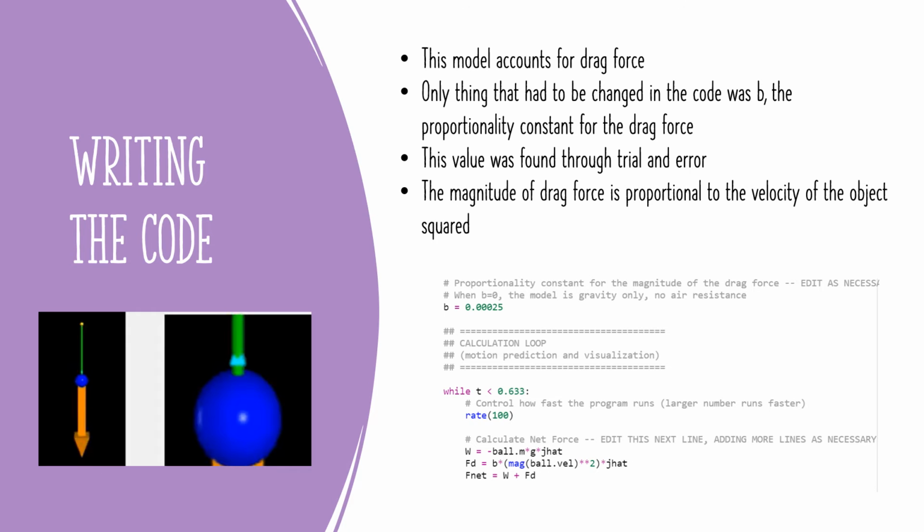This model differs from the previous model because it accounts for drag force. The only thing that had to be changed in the code was B, the proportionality constant for the drag force. This value is found through trial and error. I changed the value ever so slightly each time to figure out what value would give me a graph closest to the observed motion. I found that B was equal to 0.00025. The magnitude of the drag force is also proportional to the velocity of the object squared.